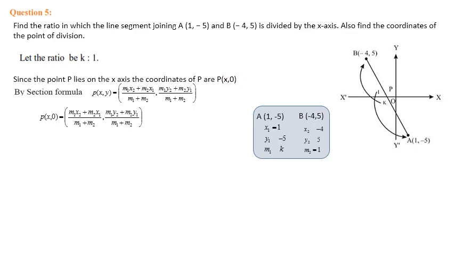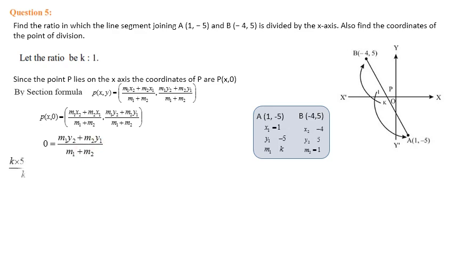Just substitute it. P of (x, 0) is equal to, the formula remains the same, (m1x2 + m2x1)/(m1 + m2), and the y coordinate we have to write. Now just equate the coordinates. Here the y coordinate is 0 and here the y coordinate is this one, (m1y2 + m2y1)/(m1 + m2). You can equate these two. That is, 0 is equal to (m1y2 + m2y1)/(m1 + m2). Equating the coordinates, the y coordinate here is 0 and here the y coordinate is this one.